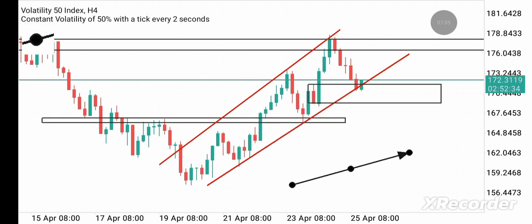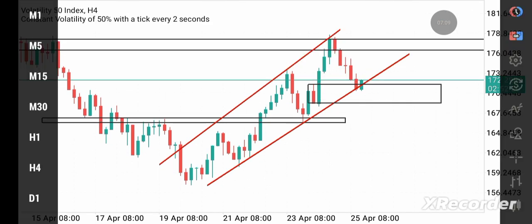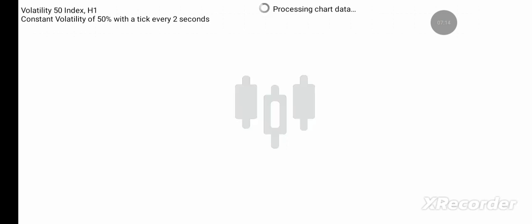And if you are able to spot this kind of thing on time, this little move alone on the 4 hourly time frame, if you go down to the 15 minutes time frame, let me check the 1 hourly time frame first. Let's see what we have there. 1 hourly time frame, please be patient, it's loading.